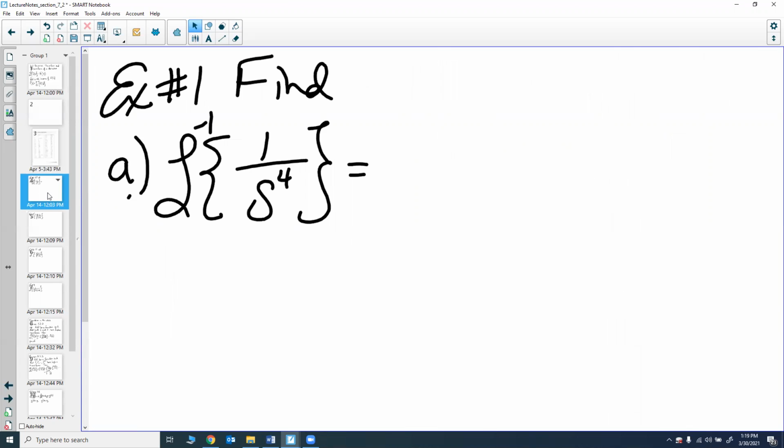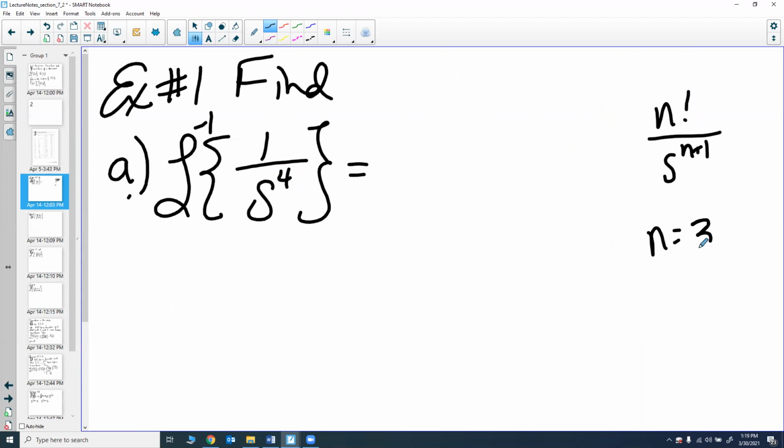So we have n factorial over s to the n plus 1. Comparing that, we have 4 here, which tells me my n must be 3, because 3 plus 1 is 4. That means I need a 3 factorial on the top. 3 factorial would be 3 times 2 times 1, or 6. So I actually need a 6 in my numerator.